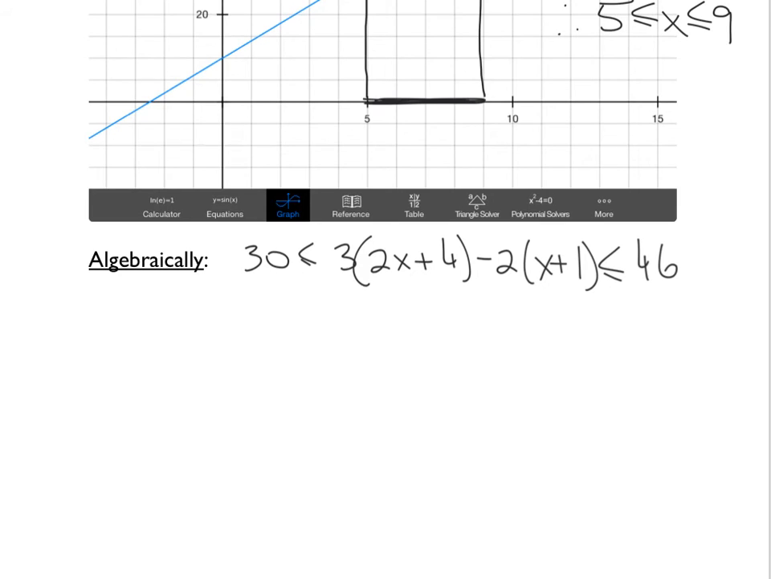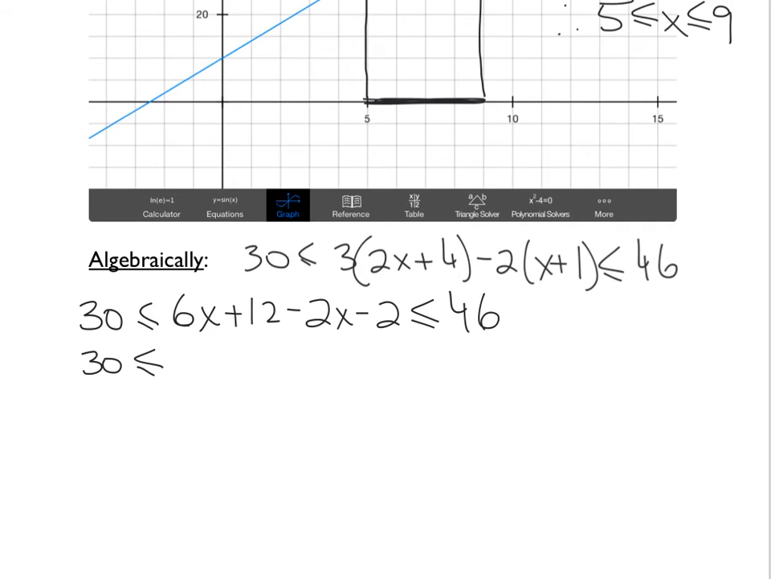Okay, so how do we solve this algebraically? We need to first expand that middle portion. So we get 6x plus 12 minus 2x minus 2 is less than or equal to 46. And now collect like terms. So we get 4x plus 10.